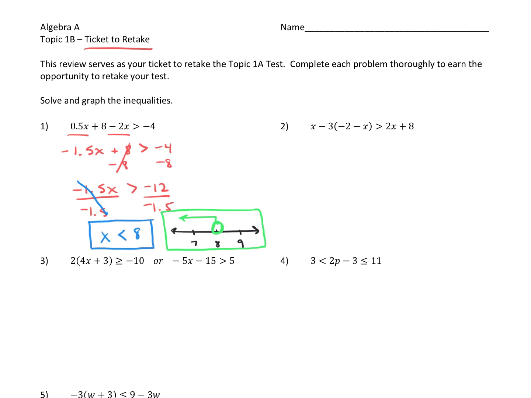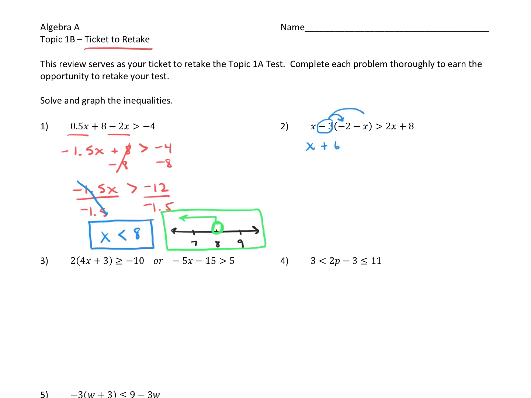Number 2 is another simple inequality with just one, but we've got some simplifying and solving to do here. First thing that I notice is some distributing. This first x is going to carry down. This is a negative 3. So when we distribute, let's be very careful with our signs. This is a negative 3. We're going to distribute it and multiply it with a negative 2. So the negative times the negative is a positive 6.